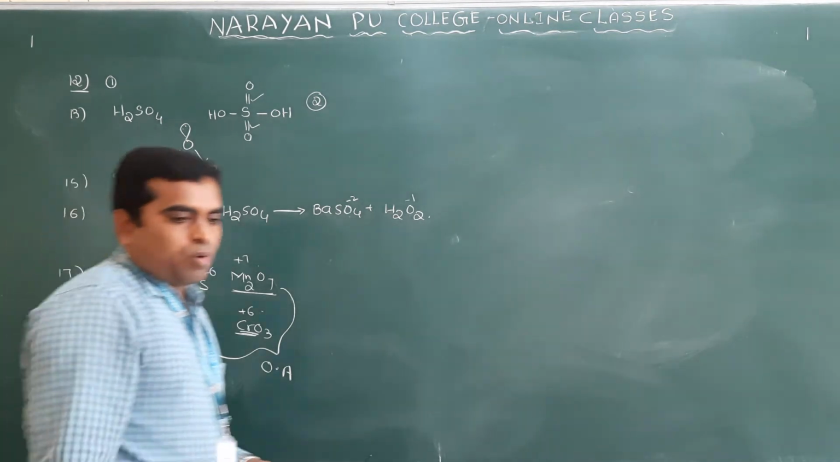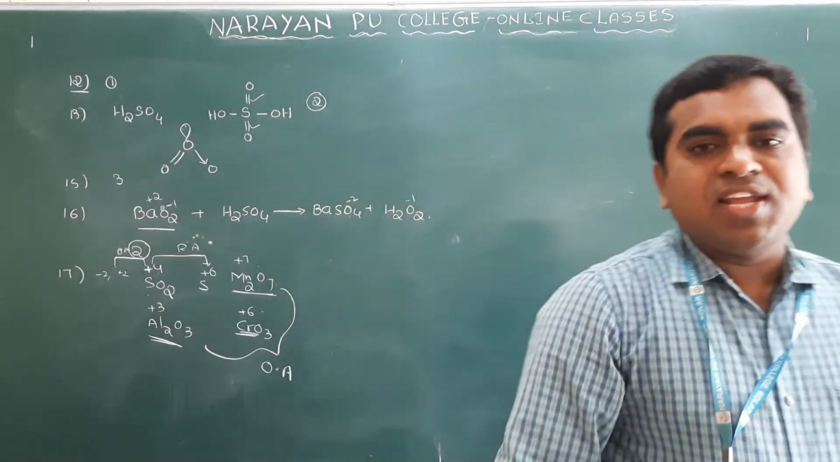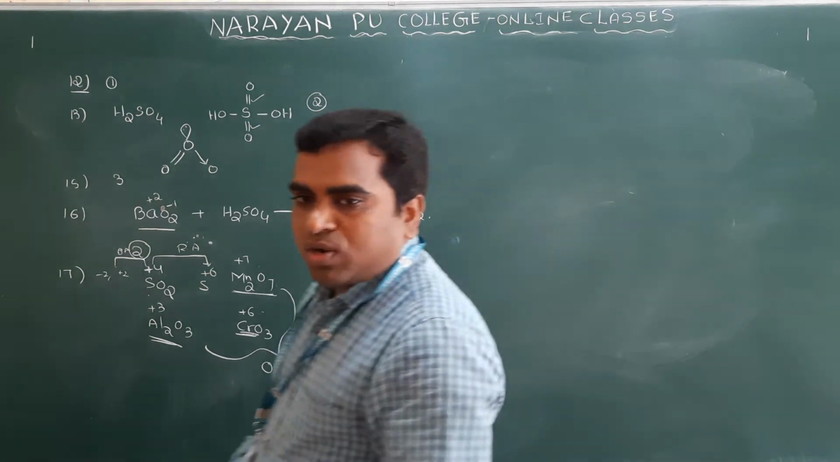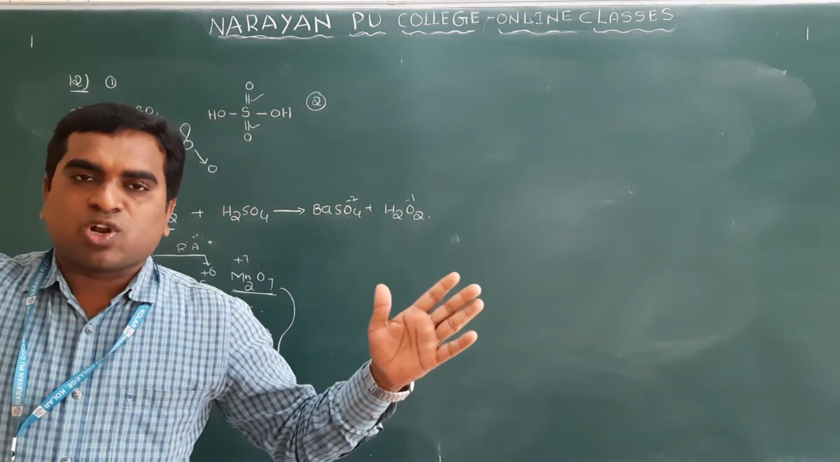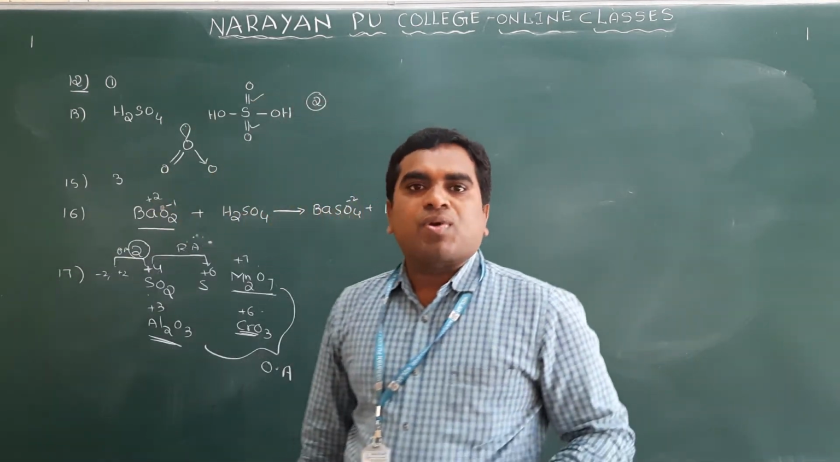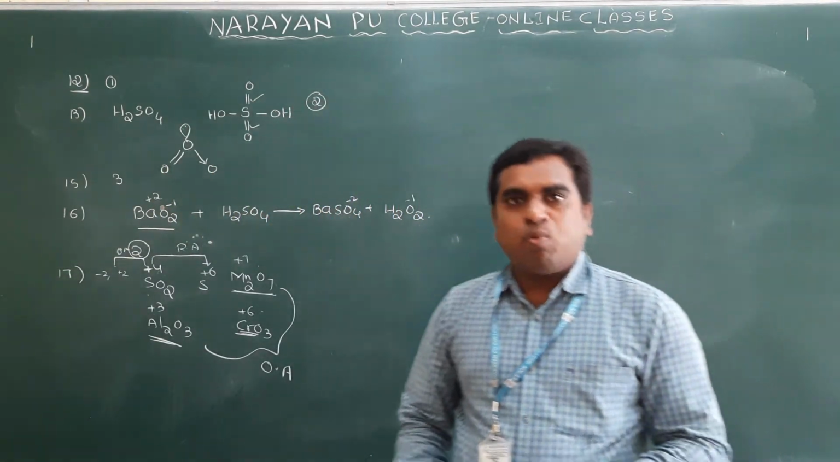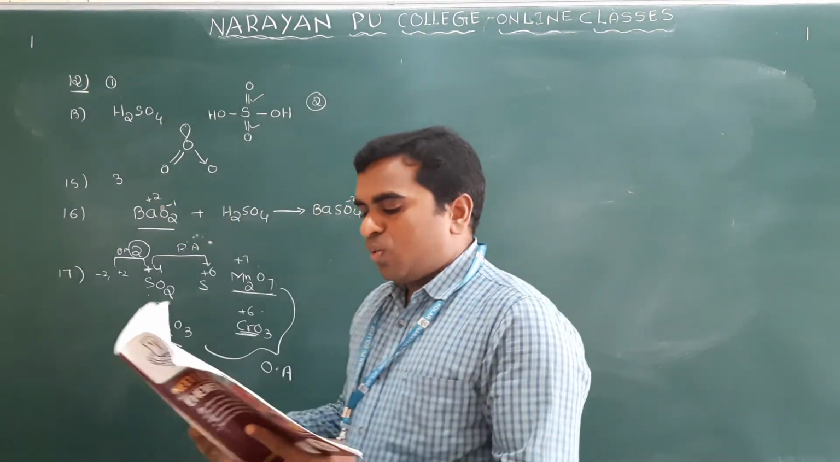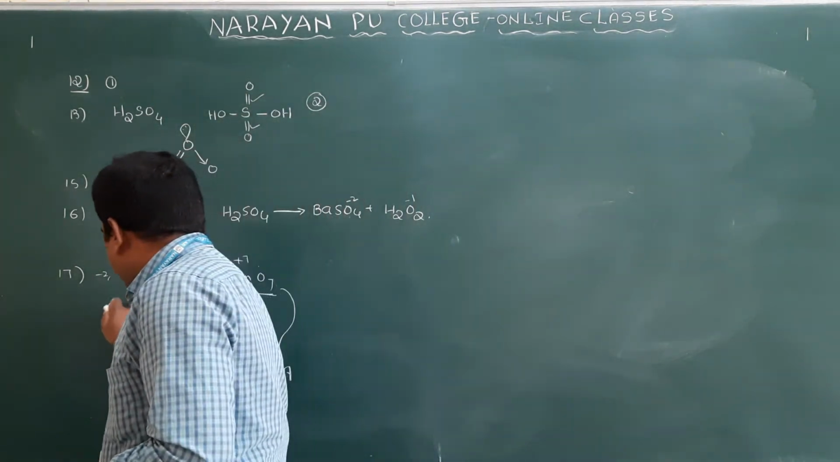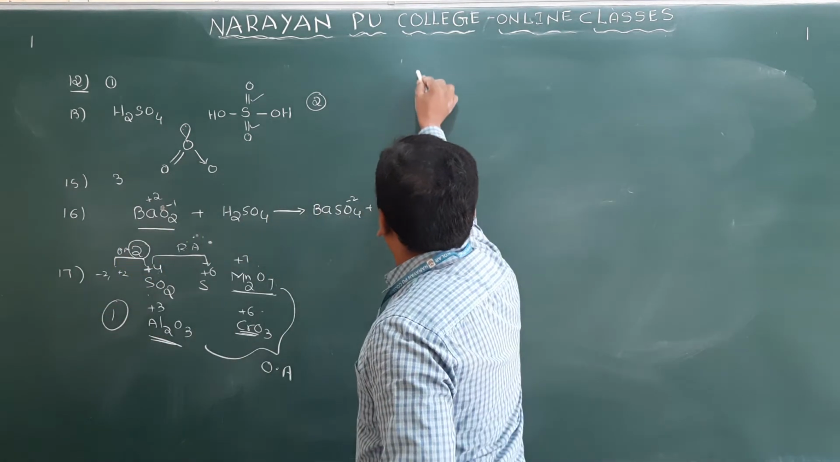So if any element is in an intermediate oxidation state, meaning between the lowest and the highest oxidation state, then those types of compounds always act as both oxidizing and reducing agents. So what is our option here? Option 1 is the correct one. Clear? Next one.